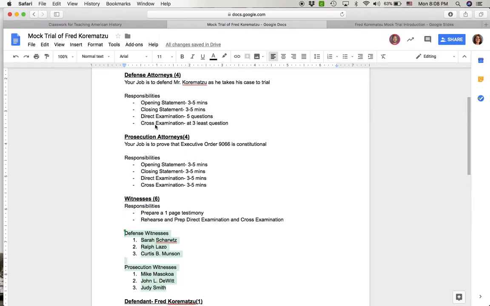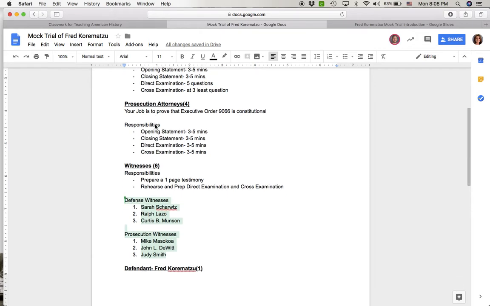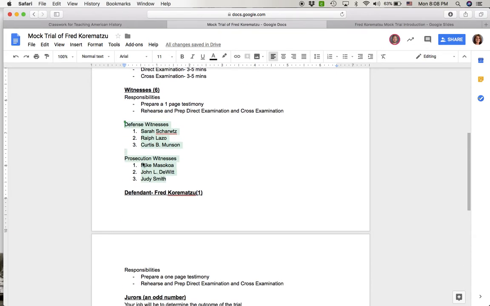Then cross-examination means when you question the prosecution witnesses. You can see Mike Mazoka, John L. DeWitt, and Judy Smith. That is when you ask the opposing side's witnesses. Those are people that are trying to prove that he is guilty. You will at least need to ask 3 questions of them.